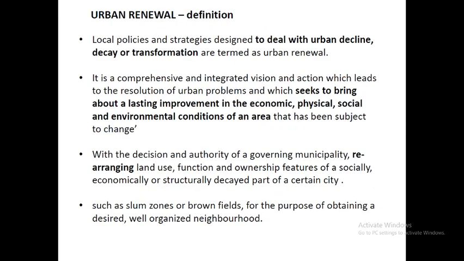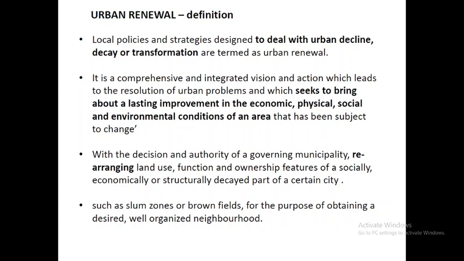Urban renewal, by definition, is to deal with the urban decline, decay, or transformation. So it is a comprehensive and integrated vision and action which leads to resolution of urban problems, which seeks to bring lasting improvement in the economic, physical, and social environmental conditions of the area. After a period of time, after the older parts of the city are developed in full and the threshold capacity of the cities have been reached, the urban areas decay or transform.